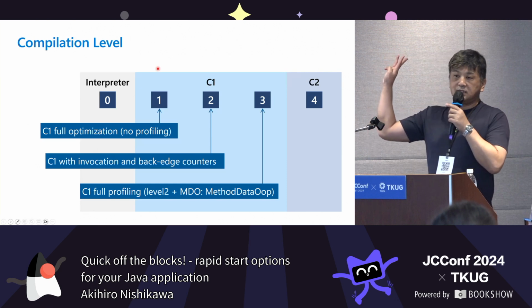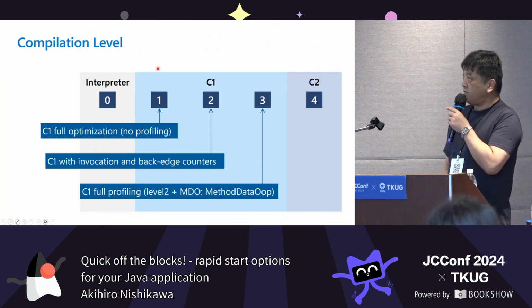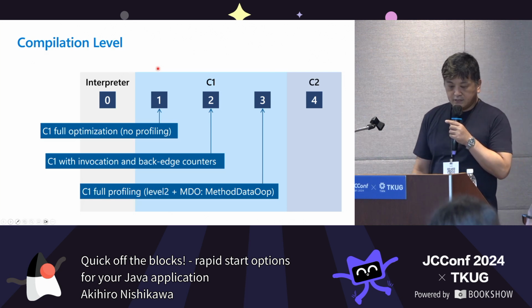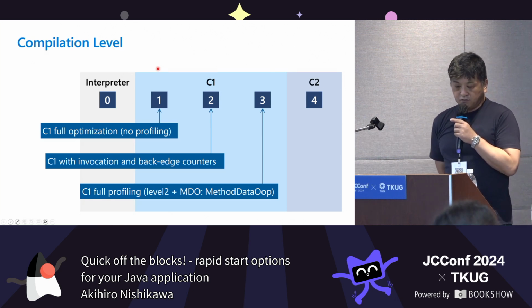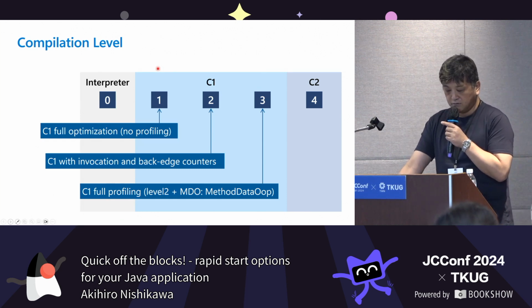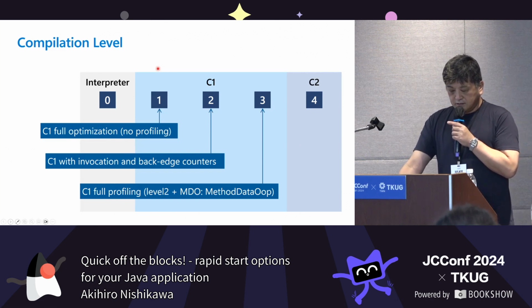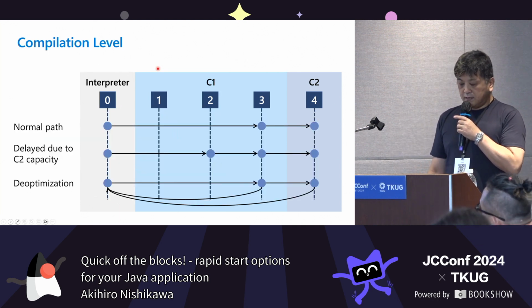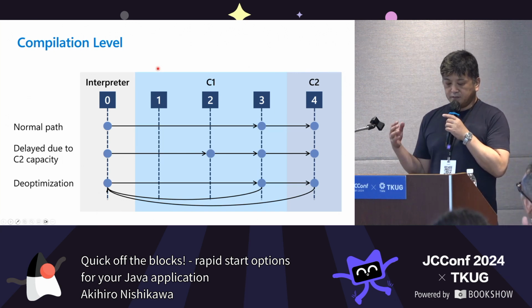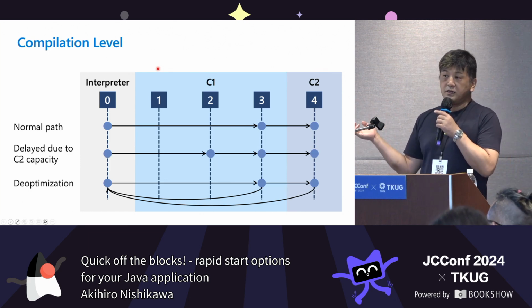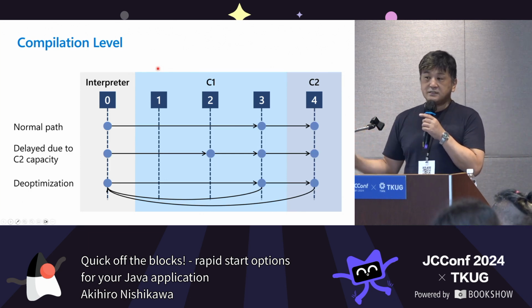And the compilation levels: the C1 and C2 and the interpreter. The C1 phase has three categories, 1, 2, 3, so there are five levels of compilation in total. Level 1 of C1 is C1 full optimization with no profiling, and then C1 levels 2 and 3. In the normal case, when a Java application starts, it begins in the interpreter phase, and after that C1 level 3, and after that C2.